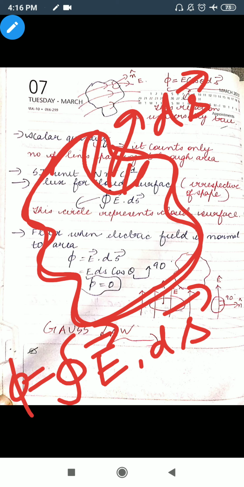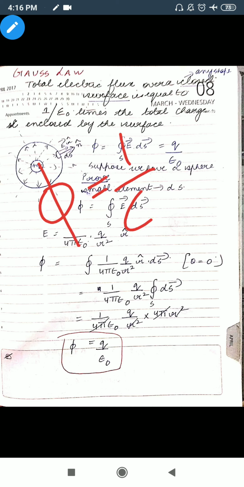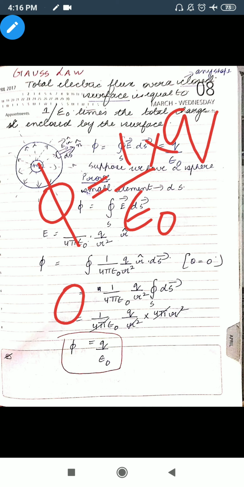Then we have a very important topic, that is Gauss law. Gauss law is one of the very important topics as far as your CBSE board exams are concerned. Now what is Gauss law? Gauss law states that if there is a closed surface, then the total flux over that closed surface is 1 upon epsilon naught times the charge enclosed in that surface. So flux is 1 upon epsilon naught times the charge enclosed in that closed surface.